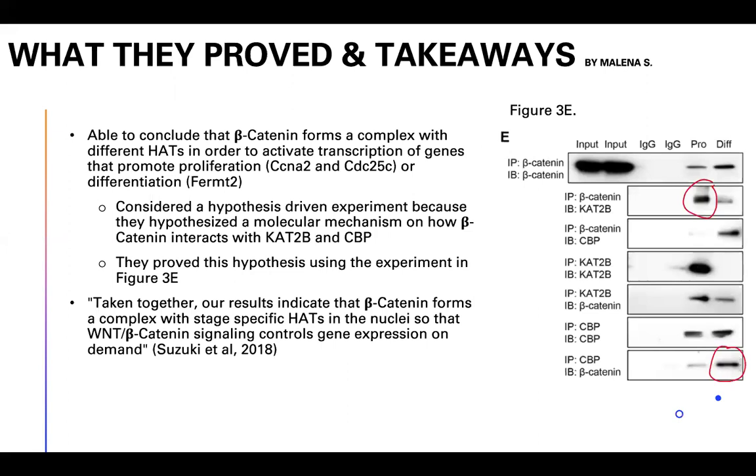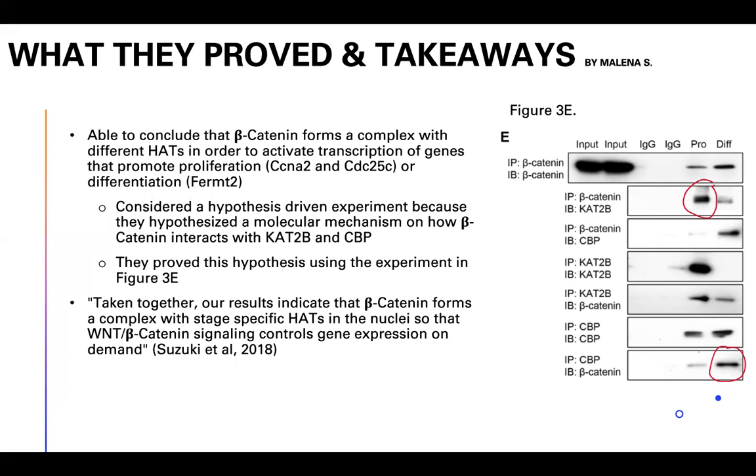So what are the main takeaways in conclusion? They were able to conclude that beta-catenin forms a complex with different HATs in order to activate transcription of genes that promote proliferation, CCNA2 and CDC25C, or differentiation, FERT2. This is considered a hypothesis-driven experiment because they hypothesized a molecular mechanism on how beta-catenin interacts with CAT2B and CBP and proved their hypothesis with the experiment in figure 3E.